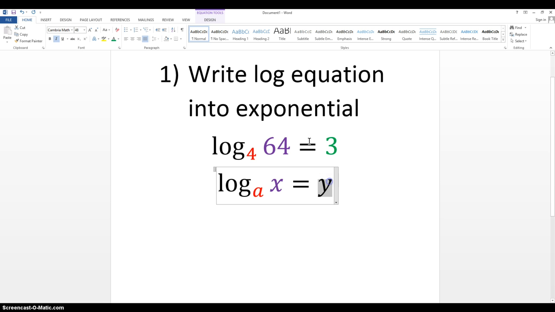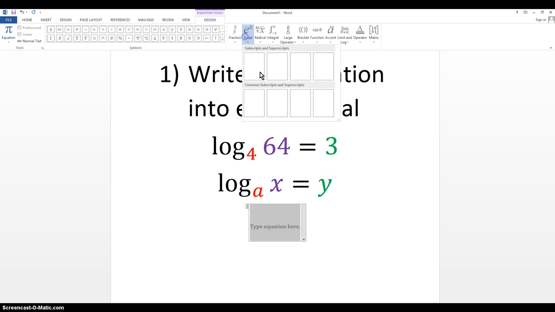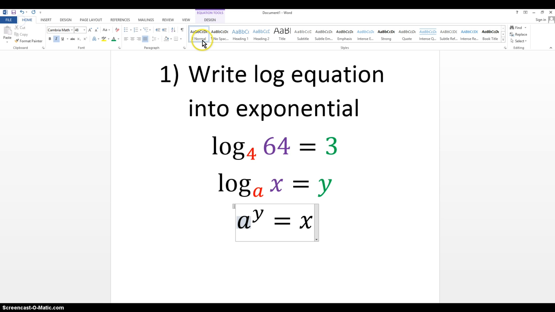Exactly, the Y. So I'm going to make that green. Okay, and then after that, we want an exponential form. And if you remember correctly, exponential form is what? A to the Y equals what? X, exactly. So I'm going to recolor my letters. So the A is red, the Y is green, and the X is purple.